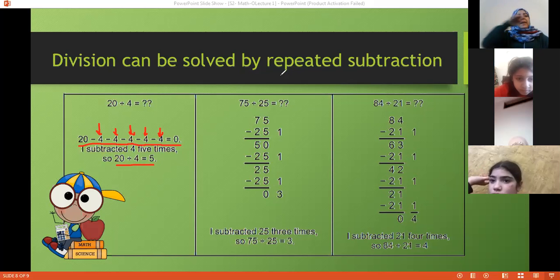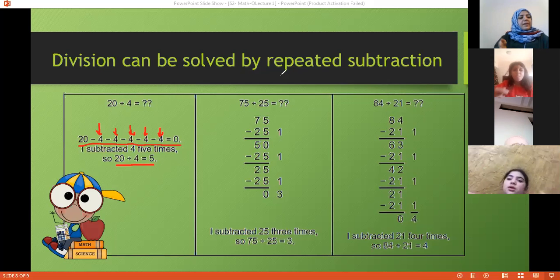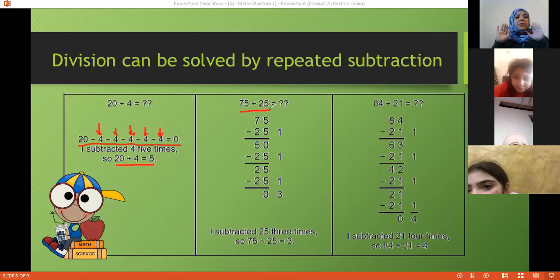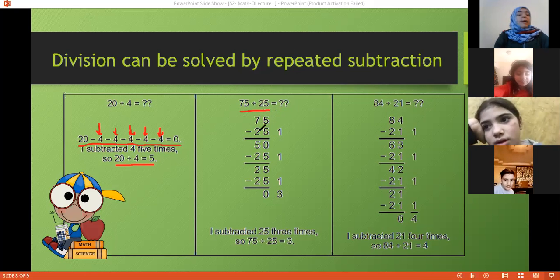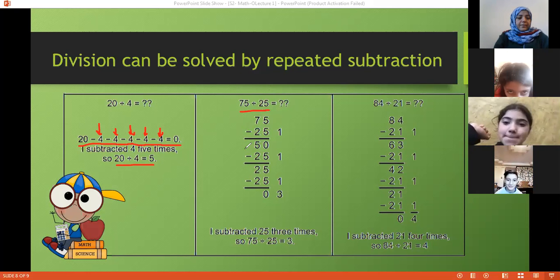Of course, you can do them as a straight line or you can do them like this. It's up to you. 75 divided by 25. Let's not say they are big numbers. It's very easy as long as it's subtraction. So 75 minus 25, you just do them like this. 5 minus 5 is 0, and 7 minus 2 is 5. Do you still remember how we subtract? Yes. So now I got 50 and I'm going to subtract 25 one more time.